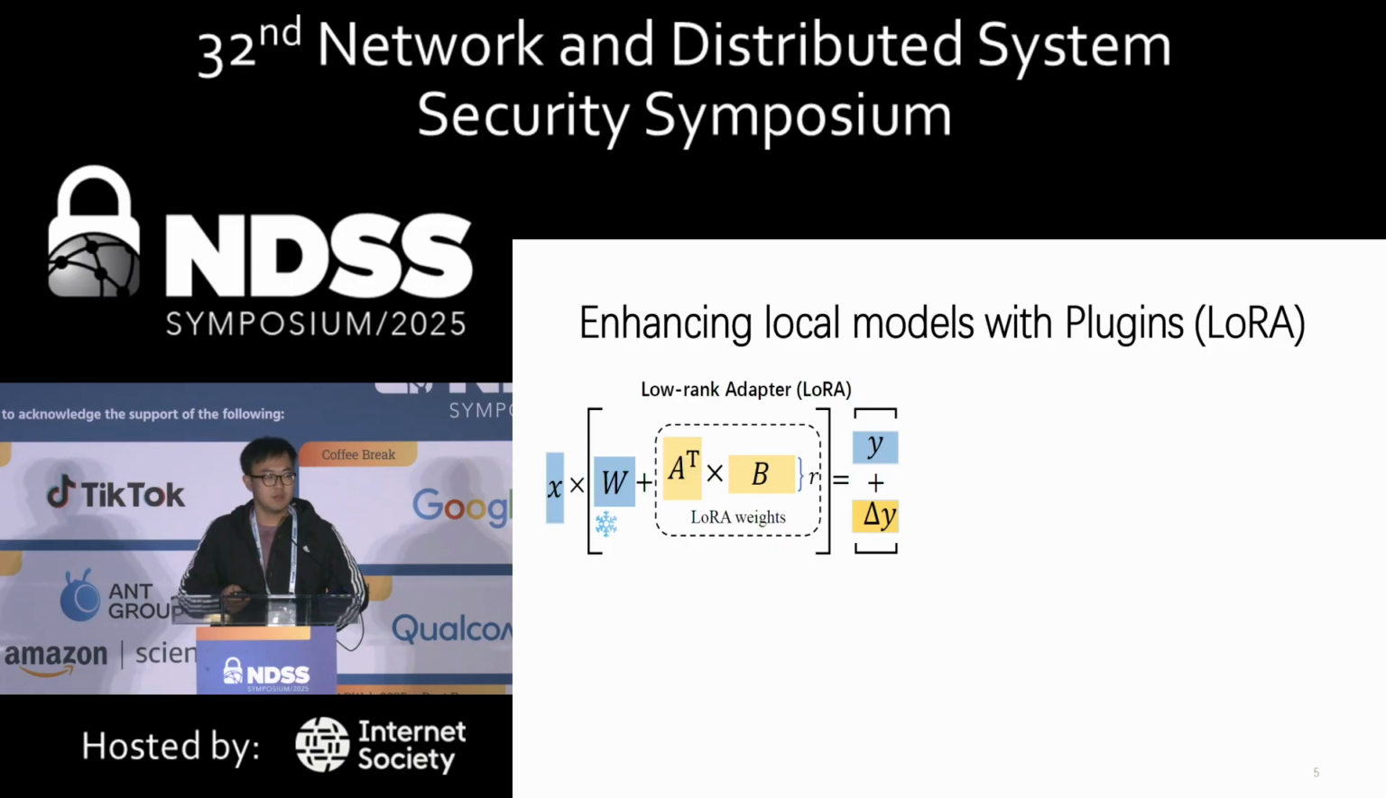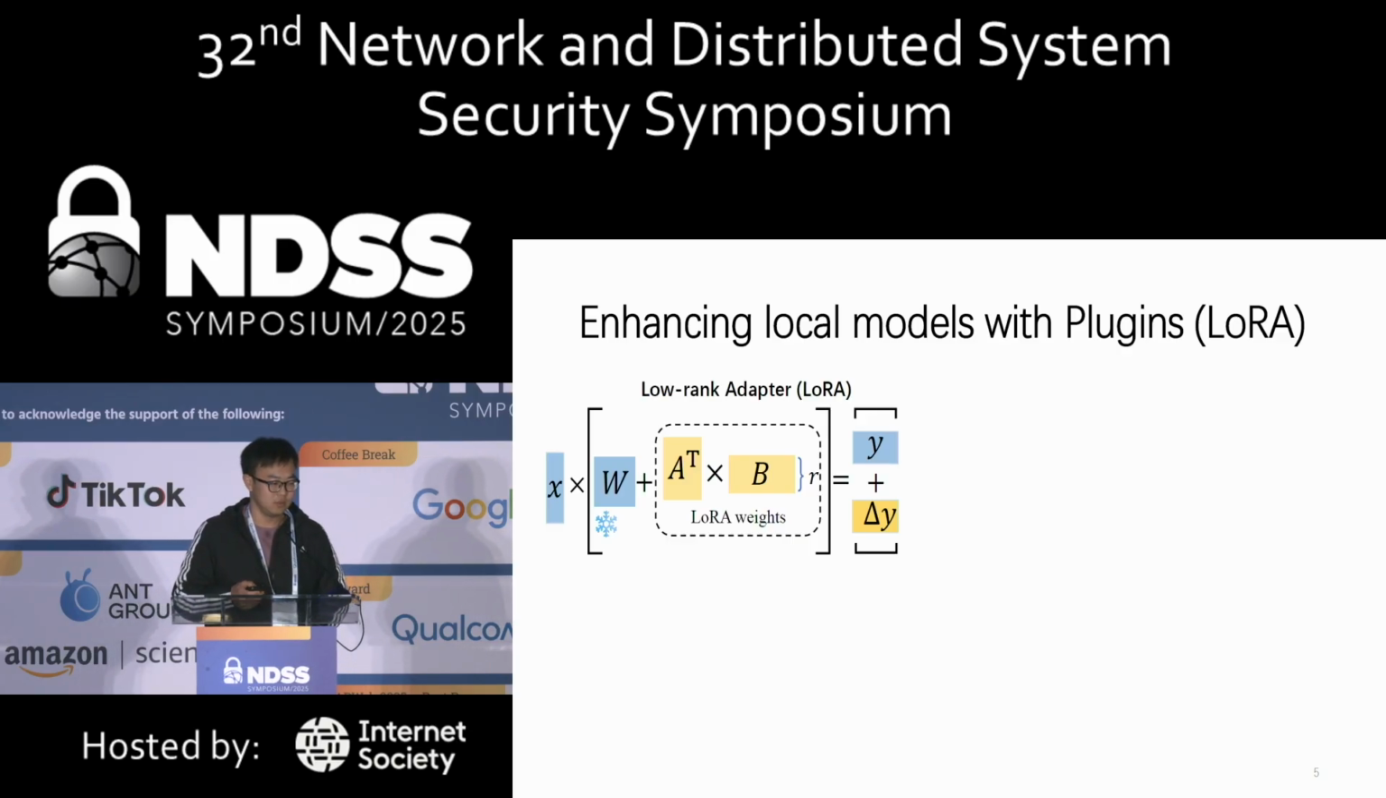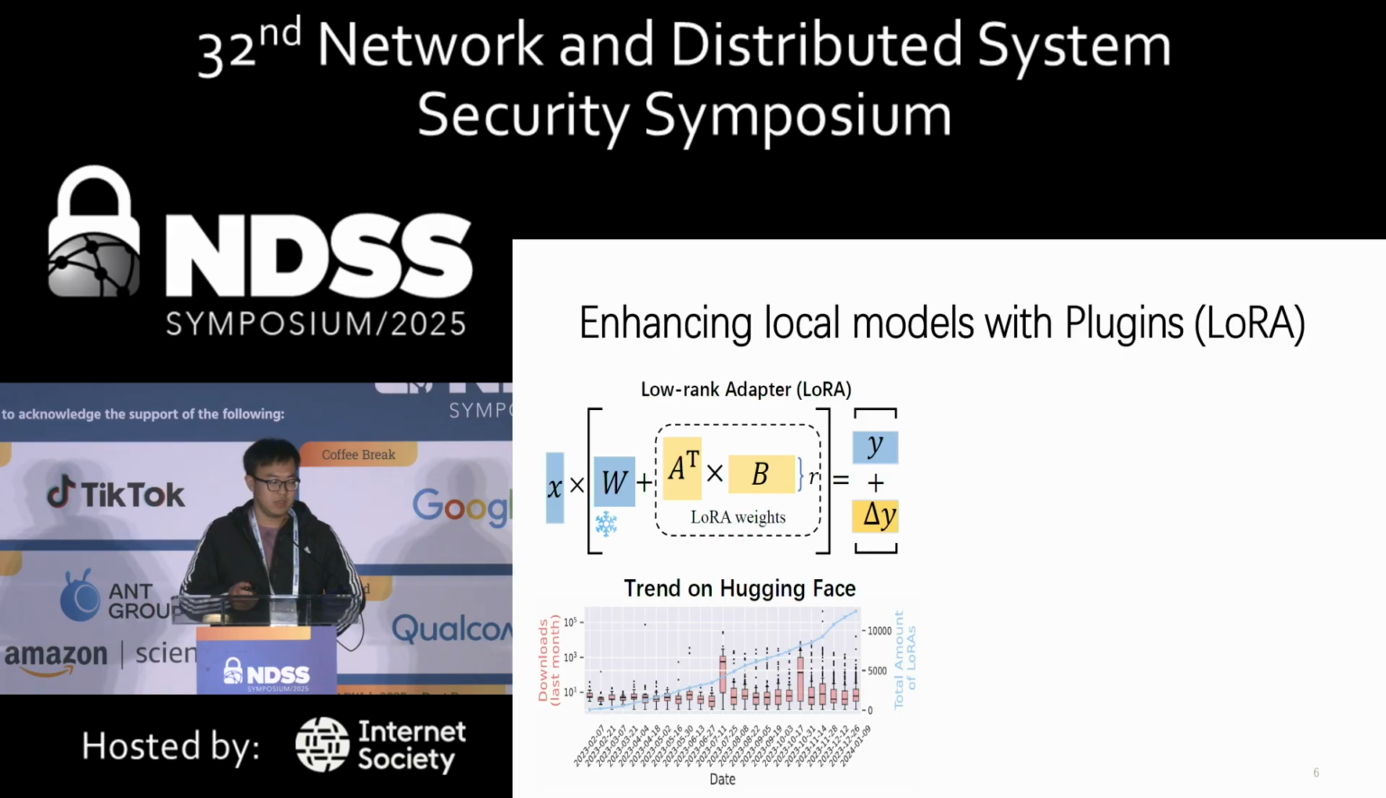However, the open source model might not perform as well as the closed source ones. But we can improve the model on a specific area with a low rank adapter called LoRA. They are like plugins to enhance the model abilities, such as in the medical domain. In addition to self-training, we can also download them from open source platforms, such as Hugging Face. If we search the keyword LoRA, we can find an increasing trend of sharing and downloading.